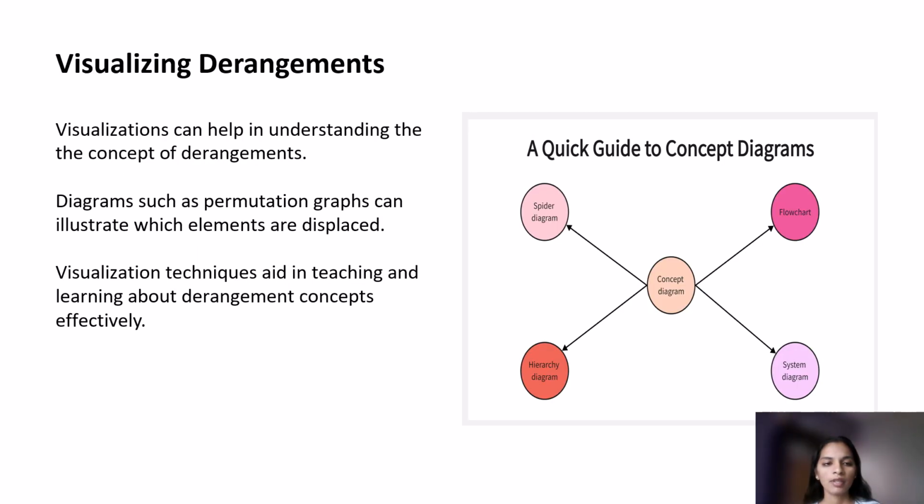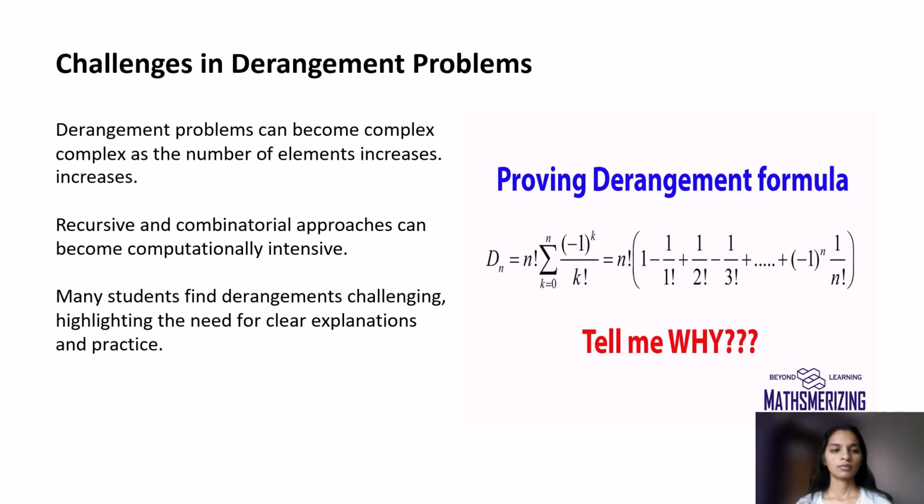Visualizing derangements. Visualizations can help in understanding the concept of derangements. Diagrams such as permutation graphs can illustrate which elements are displaced. Visualization techniques aid in teaching and learning about derangements effectively. Challenges in derangement problems: derangement problems can become complex as the number of elements increases. Recursive and combinatorial approaches can become computationally intensive. Many students find derangements challenging, highlighting the need for clear explanations and practice.